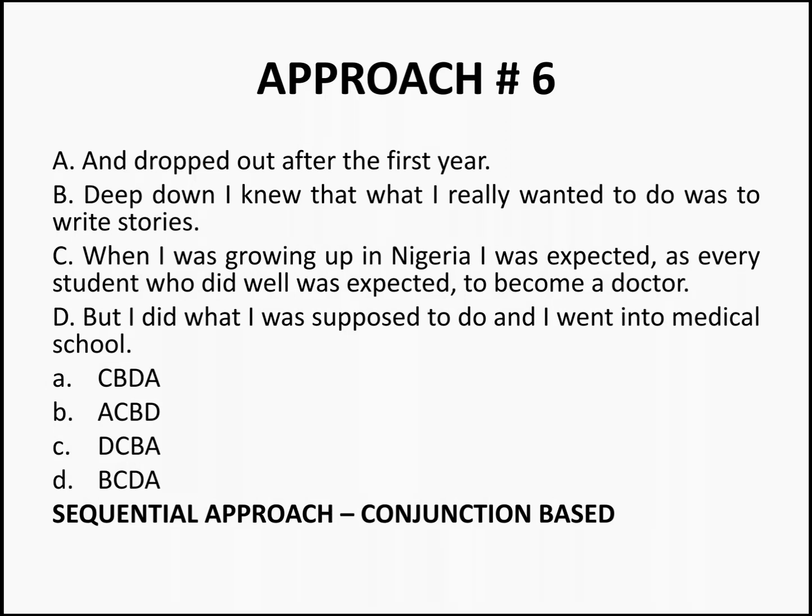So I have to find a corresponding statement for statement D. In that case, look at your statement B, where it says, "Deep down I knew that what I really wanted to do was to write stories, but I did what I was supposed to do." I dreamt of something to be done, but I'm doing a different thing. Now, isn't it a contradicting statement? So in that case, my B and D make a pair. So post D, I should get my A. In that case, my answer is going to be C, B, D, A. Hope you got it.